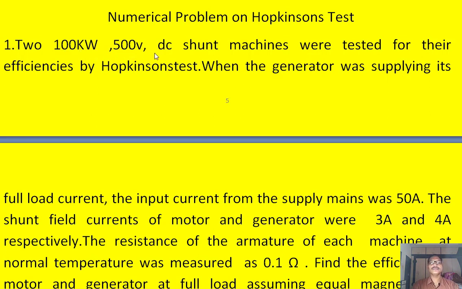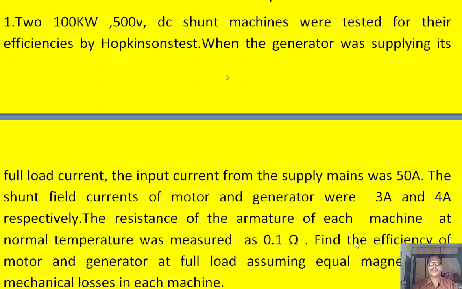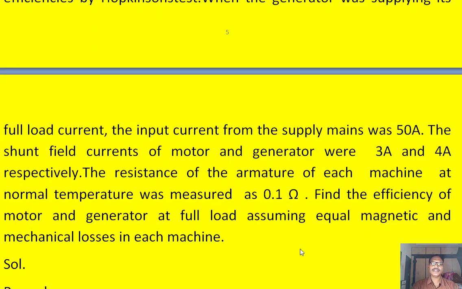200 kilowatts, 500 volts DC shunt machines were tested for their efficiencies by Hopkinson test. When the generator was supplying its full load current, the input current from the supply mains was 50 amperes. The shunt field currents of motor and generator were 3 amperes and 4 amperes respectively. The resistance of the armature of each machine at normal temperature was measured as 0.1 ohms. Find the efficiency of the motor and generator at full load condition, assuming equal magnetic and mechanical losses in each machine.